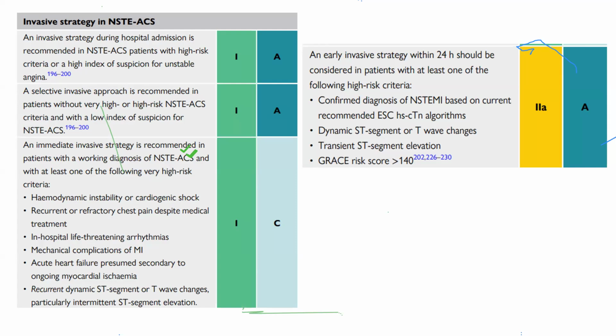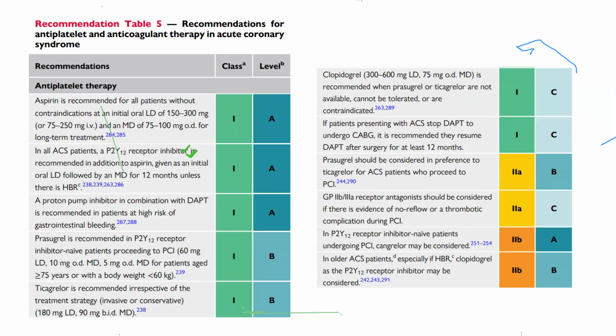Then early invasive strategy within 24 hours should be considered for patients with at least one of the following high risk features: confirmed diagnosis of non-STEMI, dynamic ST changes or T wave changes, transient ST elevation, and a GRACE score greater than 140. So essentially, if the patient is very high risk, you treat the person as STEMI. If it is high risk, then you do early invasive, which is 2 to 24 hours. That's a 2A.